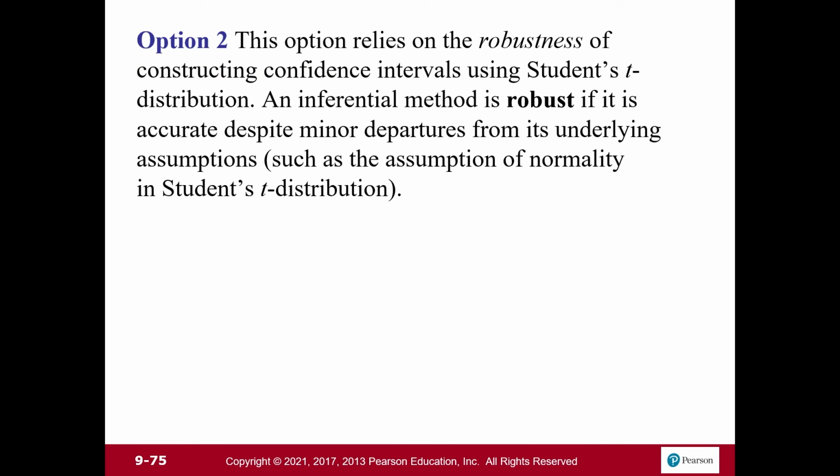Option 2. This option relies on the robustness of constructing confidence intervals using the student's t-distribution. An inferential method is robust if it is accurate despite minor departures from its underlying assumptions. And our particular assumption is the normality of the student's t-distribution.